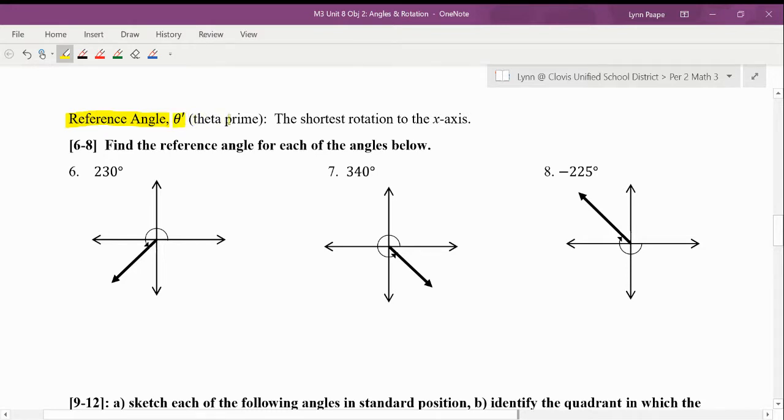And when we read that out loud, we say theta prime. So when we see that symbol, that circle with a line through it, that's the Greek letter theta, and the apostrophe, we don't say theta apostrophe, we say theta prime. And the definition is the shortest rotation to the x-axis of the terminal ray. So that probably should clarify the shortest rotation of your terminal ray.